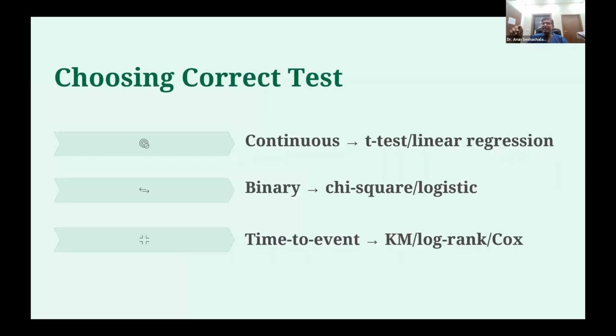So choosing the correct test is important. When it's continuous, t-test or linear regression is used. When both are categorical, chi-square or a logistic model is used. When it's time to event, you are not interested only in the event.